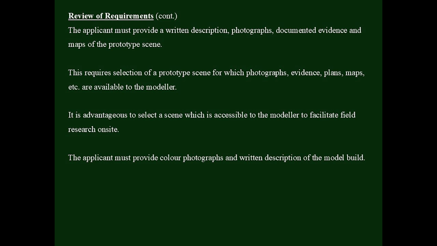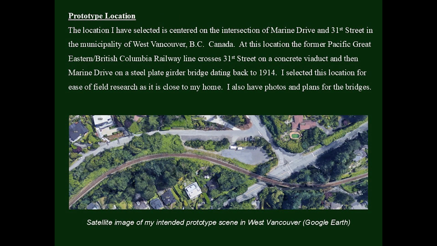So with all this in mind, I will share with you my selection for a prototype scene and how it will allow me to meet the various requirements for this category. My layout depicts the British Columbia Railway's Dawson Creek subdivision in 1977. However, this location is too far away from home for occasional field research, so I elected to focus on a scene much closer to home, but on the same railway and in the same era, so that I could use existing motive power and rolling stock models.